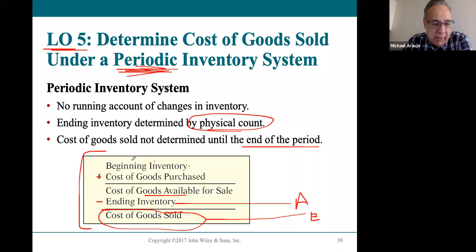And I just did it for a month, right? Beginning of the month, this is what's in the store. You're buying more stuff. That's all the goods available. At the end of the month, you count up what's left. That's your asset that goes on your balance sheet. Whatever's not there, you've assumed you sold. Cost of goods sold is an expense. And that's basically all they do.